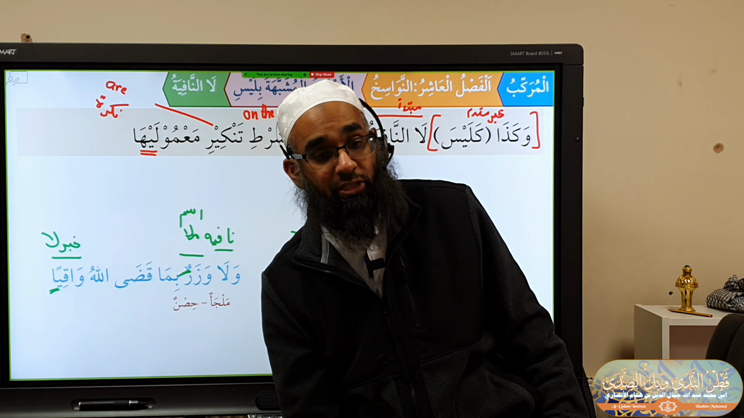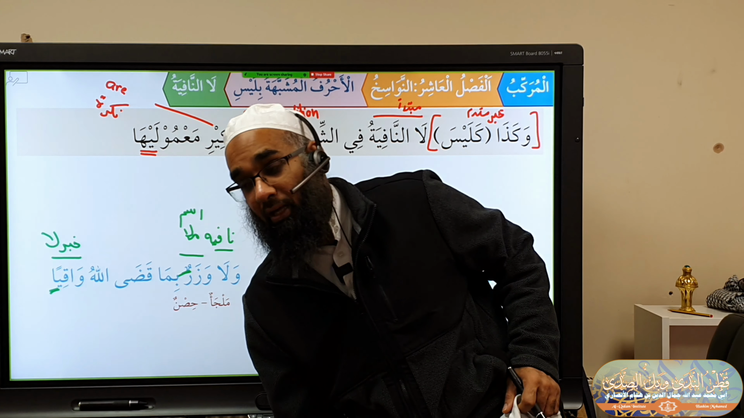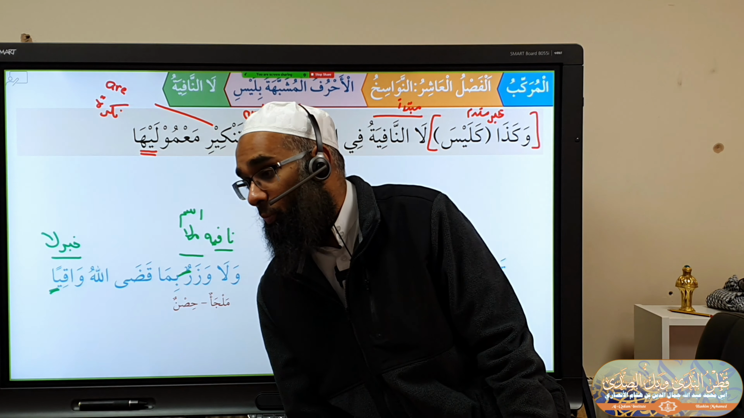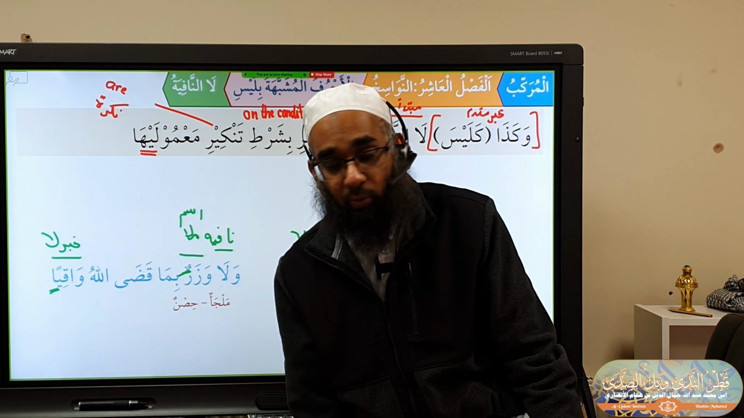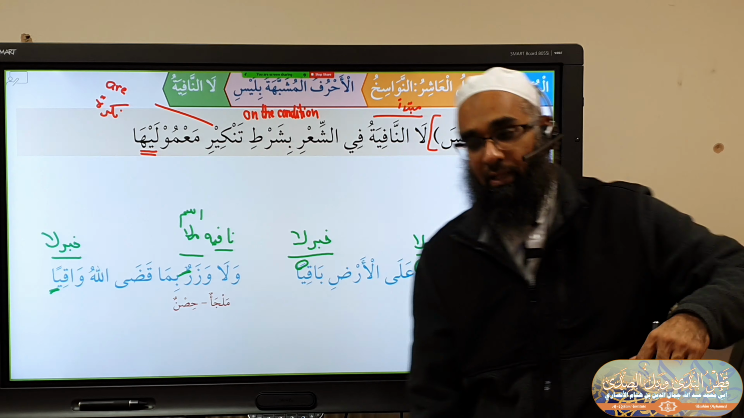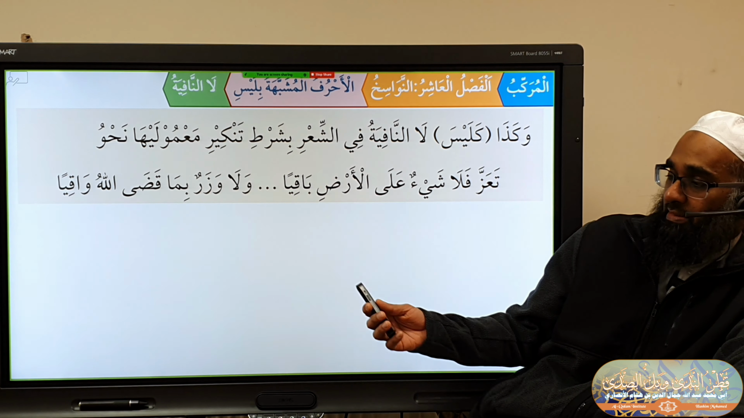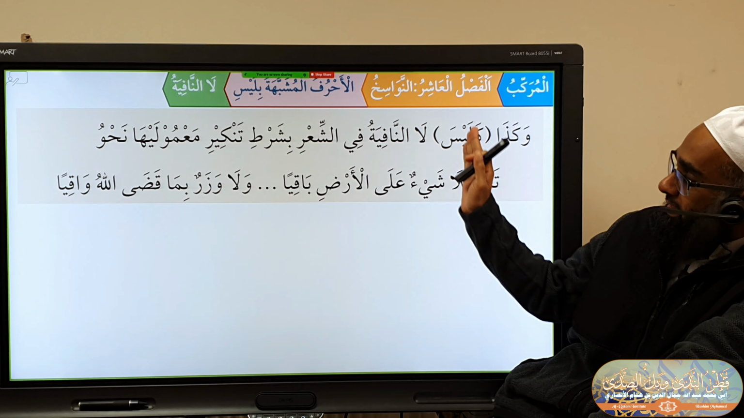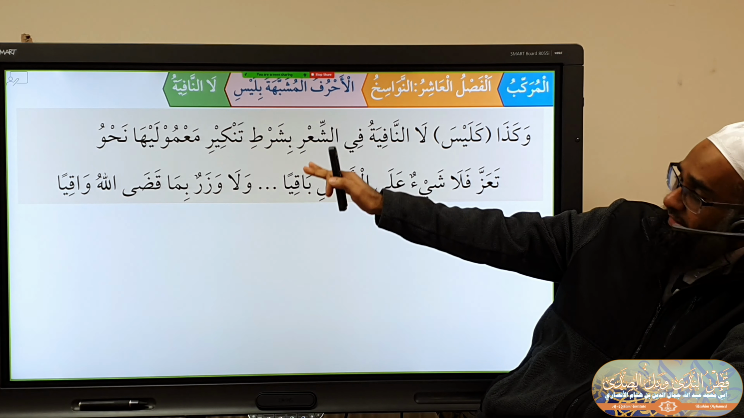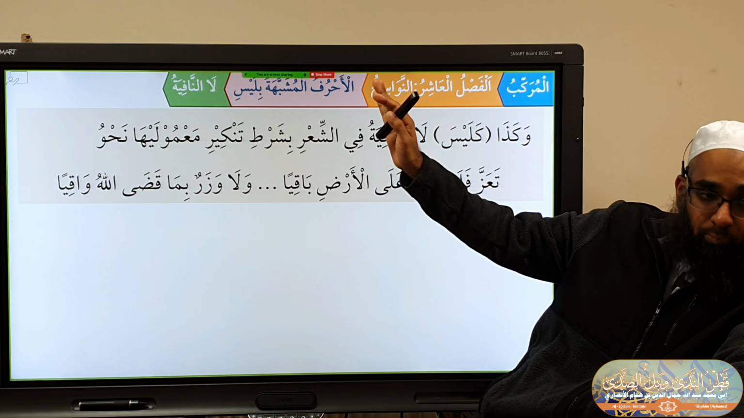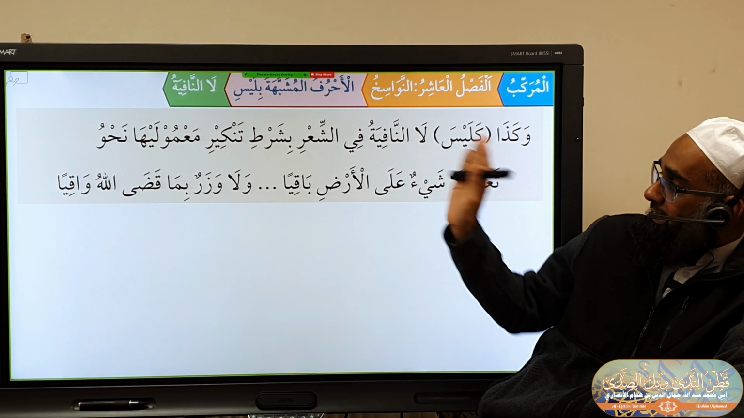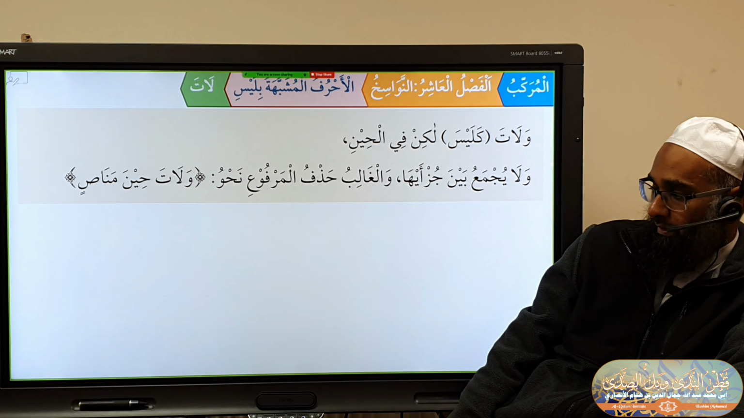Ta'azza, fala shay'un ala al-ardi baqiya, wala wazarun mimma qaddarallahu waqiya. Understood? Yes? And he explains that. So similarly, just like laysa is la and nafia in poetry specifically, on the condition that both ma'mul are nakira, like this poem, but we just explained previously.